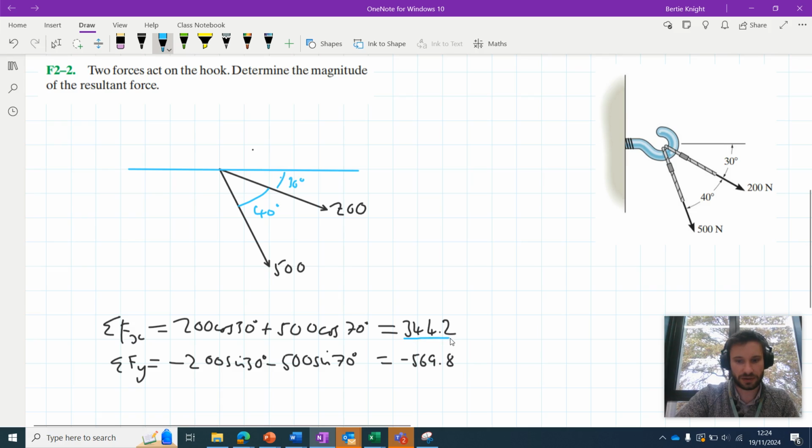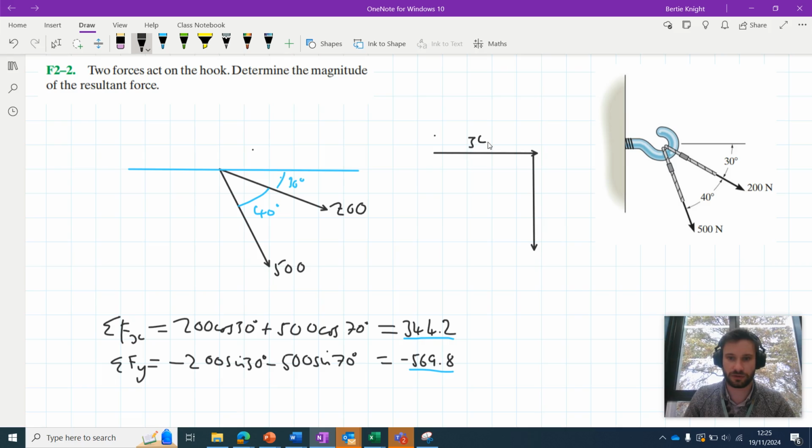So this number here is describing the horizontal component of our resultant force, so it's acting 344 to the right. And this here is describing the vertical component of our resultant force, so it's acting 569 down. We can diagrammatize this then. We can say it's acting 344 this way and 569 this way. So 344.2, 569.8. So this is something we've done before.